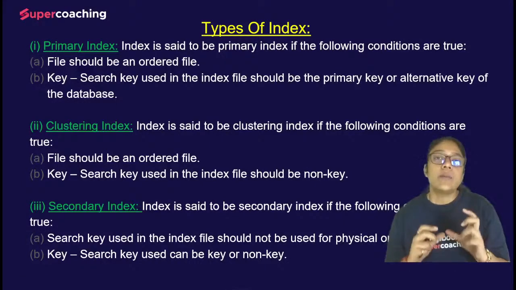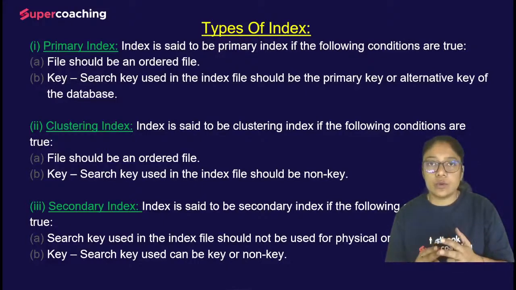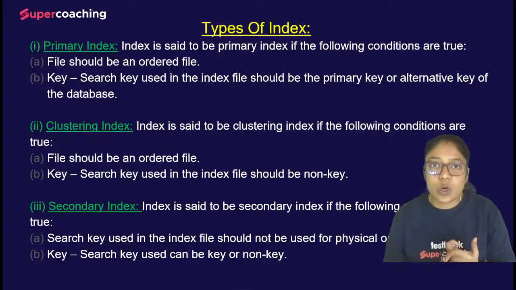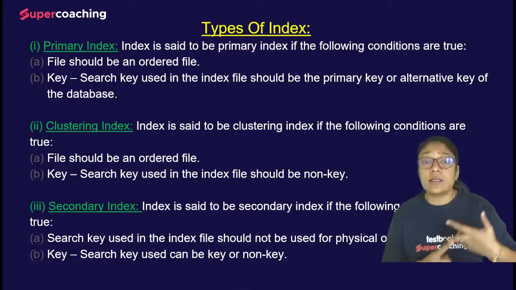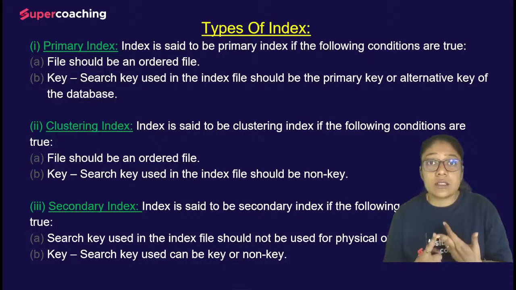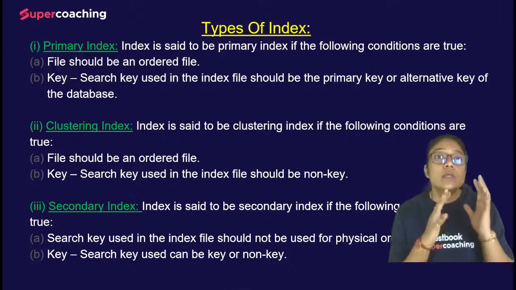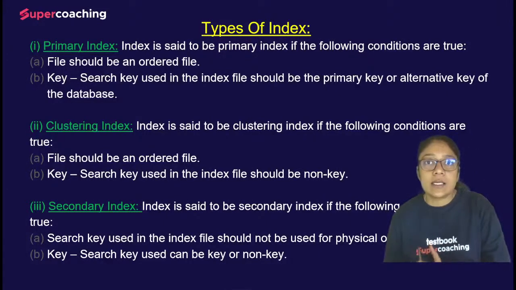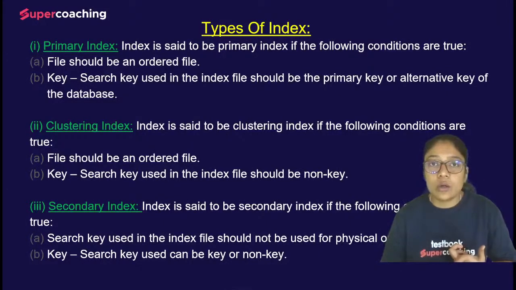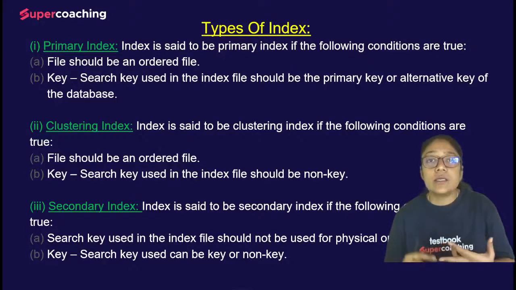That means जब हम index बनाते हैं, two things are used. One is whether the file is ordered or unordered, and the second thing is the search key attribute that we are using, whether that's a key attribute or not. तो ये जो types है, it depends on the properties कि जो फाइल के ऊपर आप इंडेक्स क्रिएट कर रहे हो, whether that file is ordered or unordered, and whether the search key field is a key field or not.